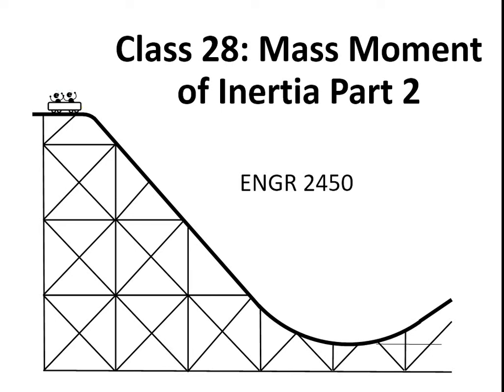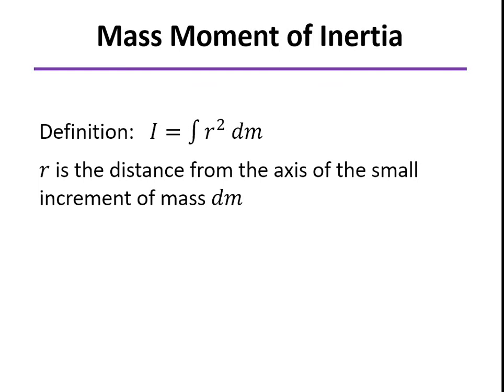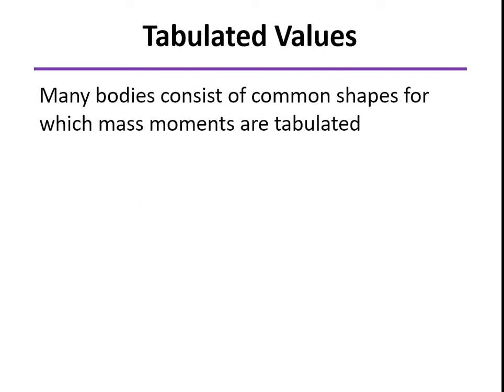Today we continue with mass moment of inertia. Just to review, last time we looked at the definition of a mass moment of inertia. We said that we can find it by integration, the integral of r squared dm, where dm is a small increment of mass and r is the distance away from the axis of interest to us. We saw that for most cases we don't need to do integration because common shapes have tabulated values.